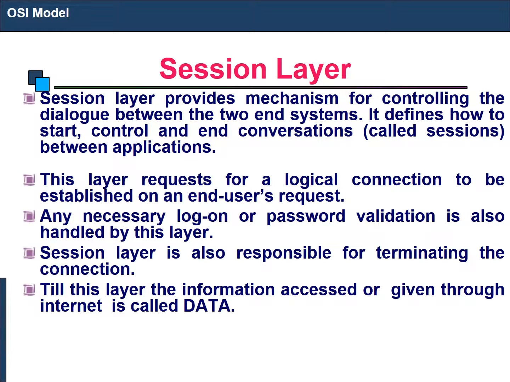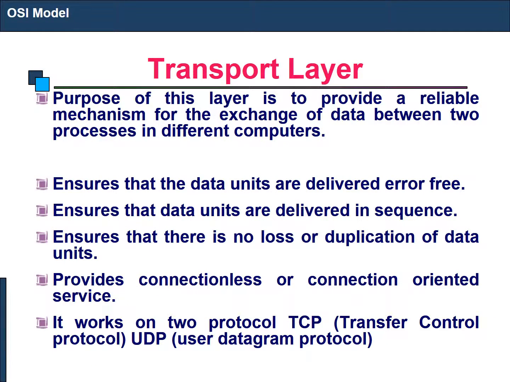Till this layer, the information which is accessed is known as data, right? Now moving on to the next layer, that is the transport layer. The transport layer is providing end-to-end delivery of data from source to destination. This layer ensures that the data units are delivered error-free and are delivered in a sequence. There is no loss or duplication of data. This all work is done by the transport layer.